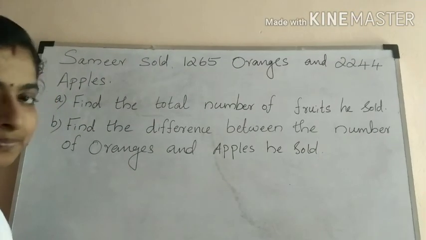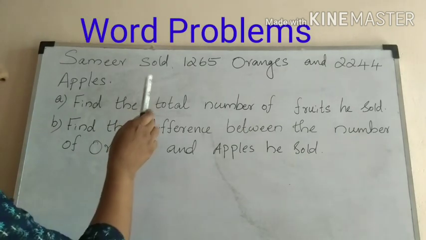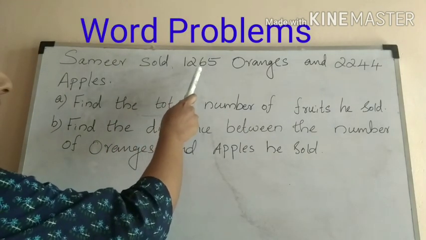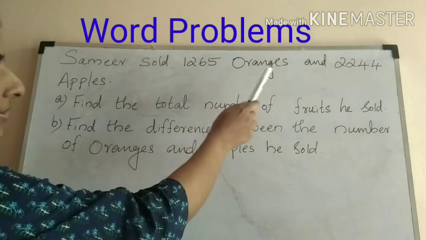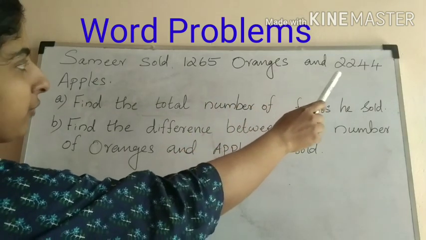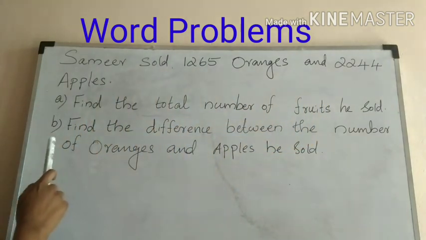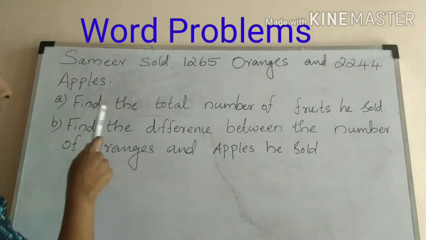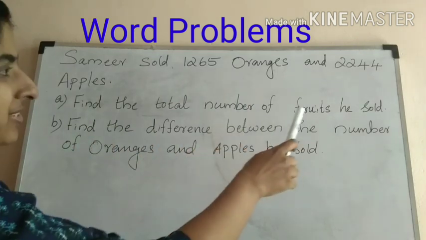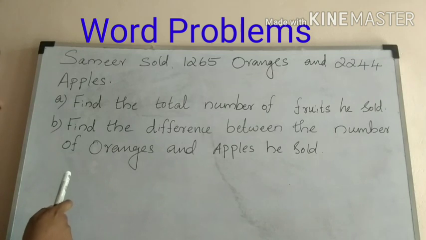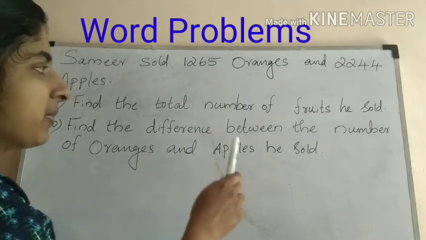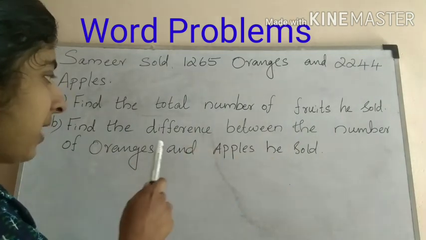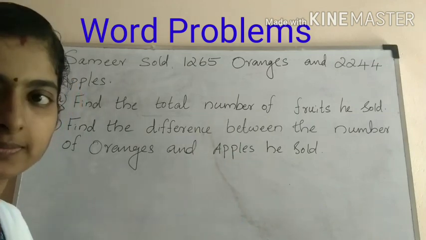See the question. Samir sold 1265 oranges and 2244 apples. First question, find the total number of fruits he sold. Then second question, find the difference between the number of oranges and apples he sold.